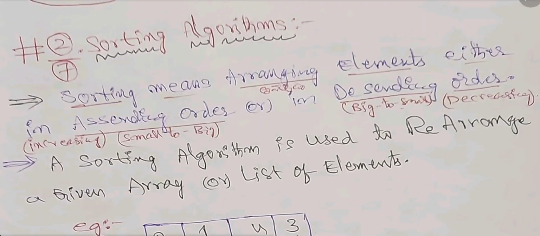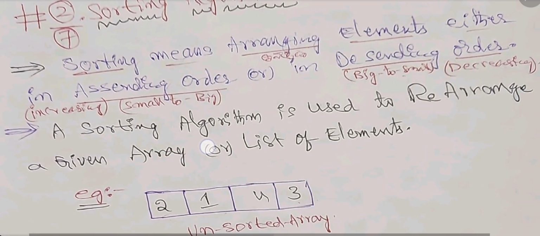Now our topic is sorting algorithm. This is one of the important topics. This is also called sorting technique. Sorting means arranging elements either in ascending order or in descending order. Ascending order means increasing order, small to big. Descending order means decreasing order, big to small.